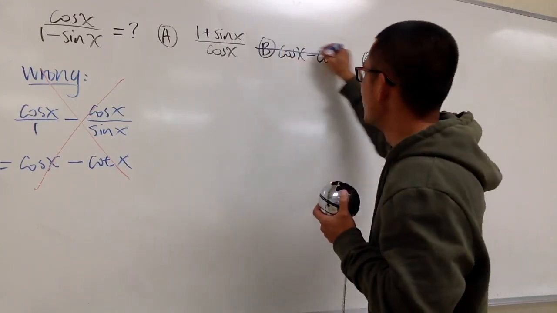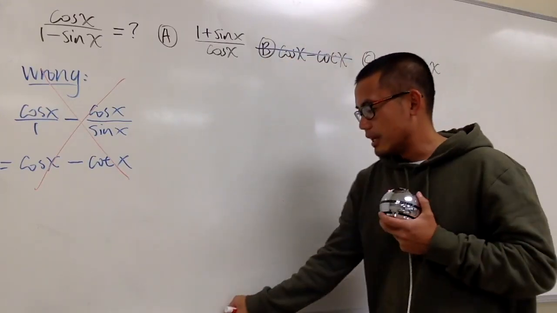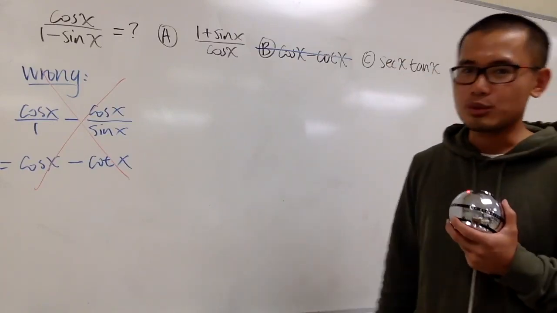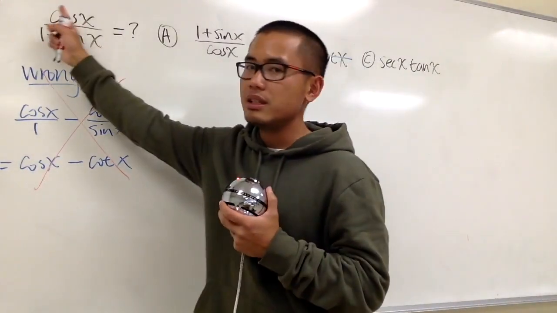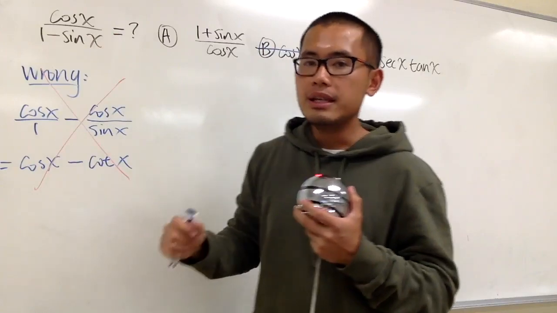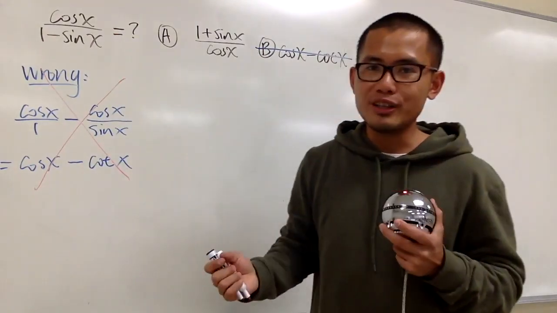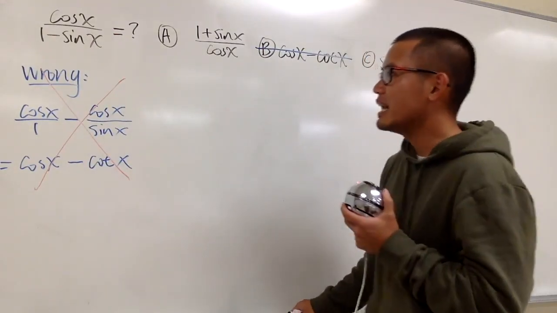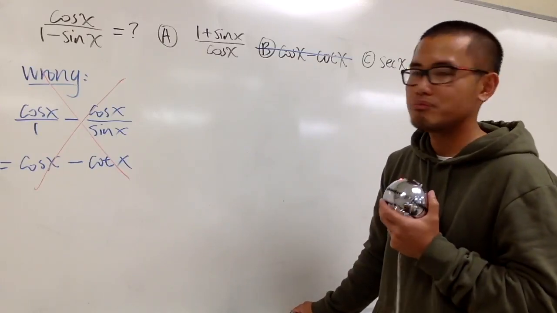This is a wrong answer for it. So let's get rid of that. And now, of course, I will have to show you guys the right way. But as we can see, this expression here is in terms of sine and cosine already. So in that case, what can we do though?